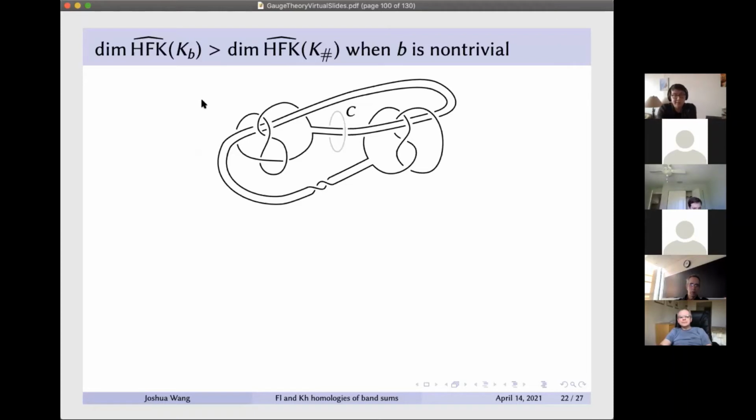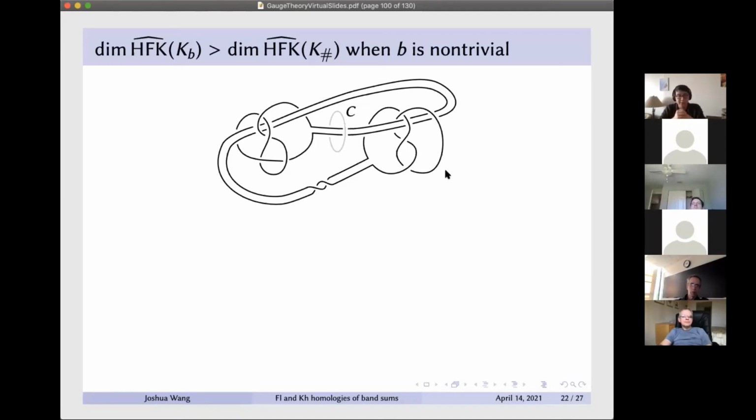Now this link has a very nice topological feature, and it's that C bounds a disk disjoint from K_B if and only if the band is trivial. That's equivalent also to saying that this two-component link is split if and only if the band is trivial. So this two-component link sees triviality of the band in a very nice way.